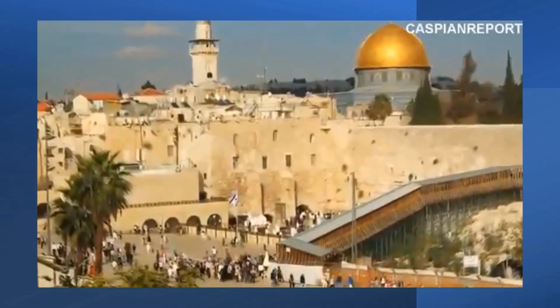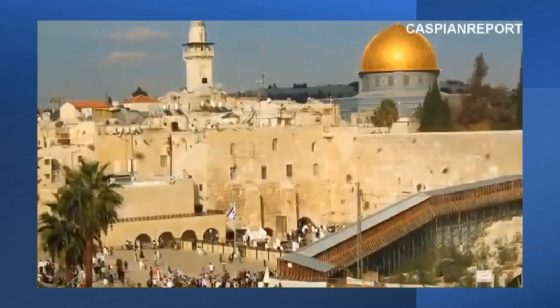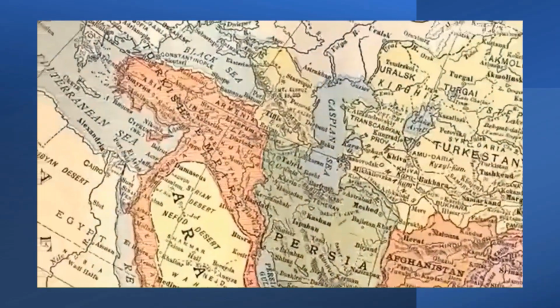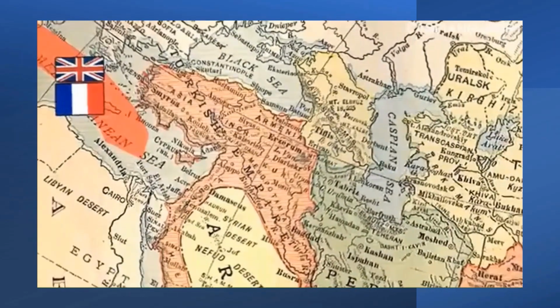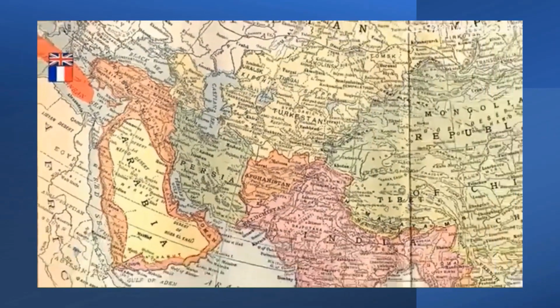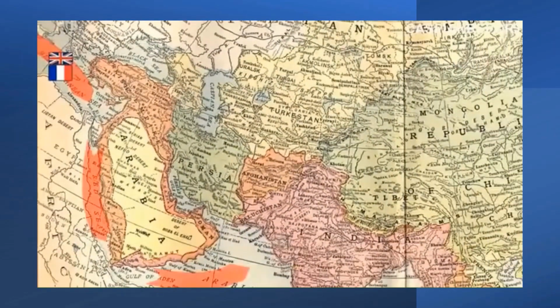Contrary to what most people believe, the Israeli-Palestine conflict has not been going on for thousands of years. The conflict only started during World War I because of British and French strategic interests in the Mediterranean Sea. This was a major trading route. The Mediterranean Sea gave whoever controlled it access to India.